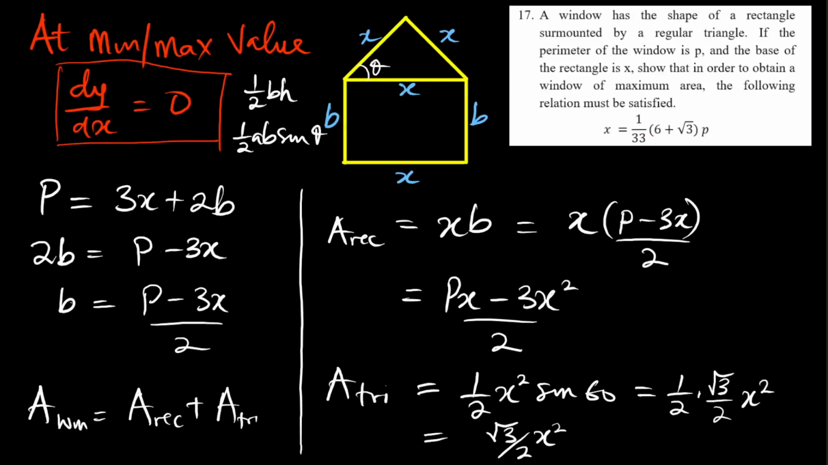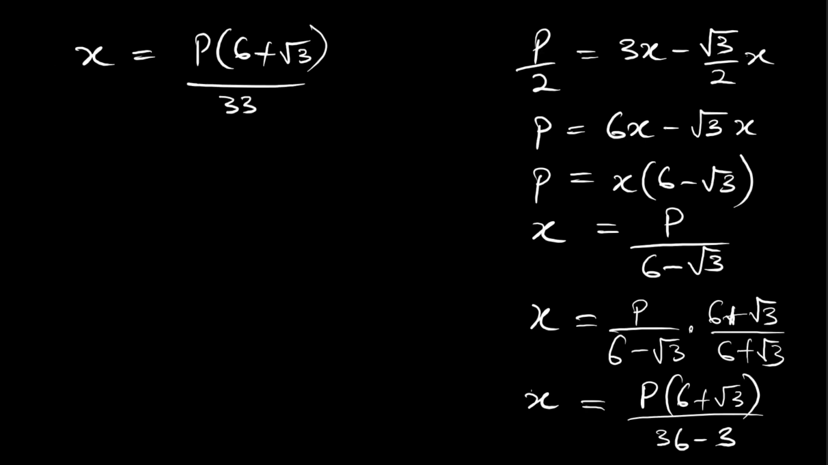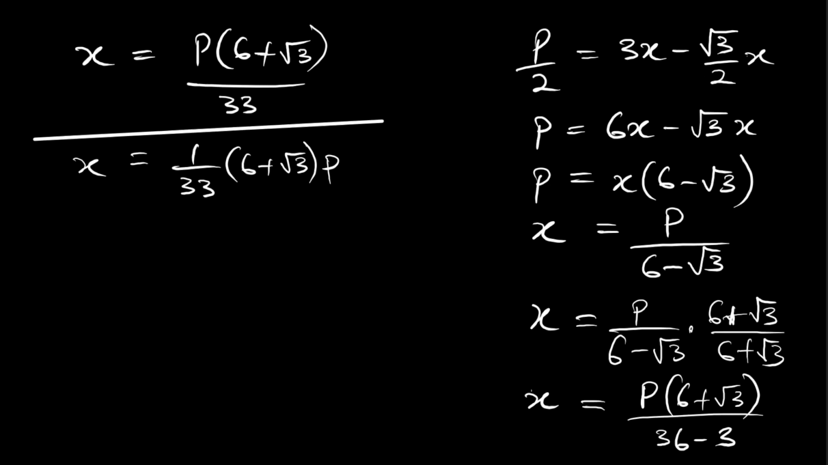Is it the same answer? Yes, it is the same answer. But we are going to rewrite this so that it gives us exactly the same form, meaning that I can rewrite this as 1 over 33 times (6 plus root 3) times p, and that will give us the same answer as what we're supposed to prove. Okay, so that is how to solve this question.